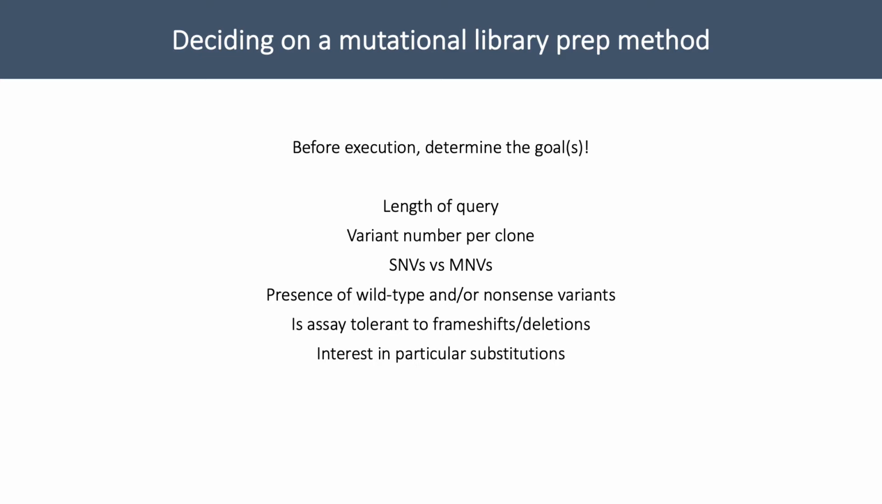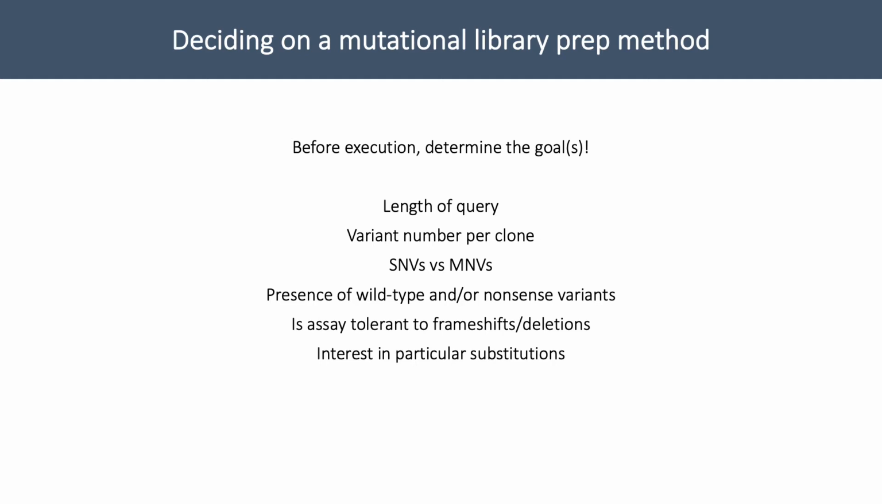Will it benefit from measuring effects from multinucleotide variants, or does your assay tolerate or require lots of wild type or completely non-functional variants in the screen? And these could either arise from nonsense mutations or from frame shifts or deletions. And lastly, are you only interested in a very defined set of substitutions, or do you want to focus on having as many different types of mutations as possible?